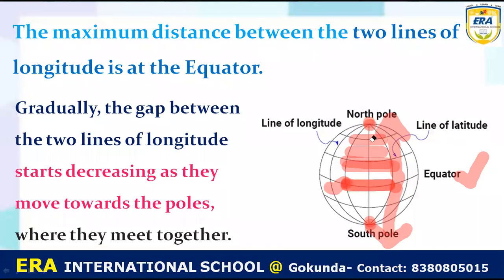Okay. Where is the maximum distance between the two lines of longitude? The maximum distance is at the equator, and it is 0 at the north pole and the south pole, because they meet there. Understand? Very good. It's also a very important concept.